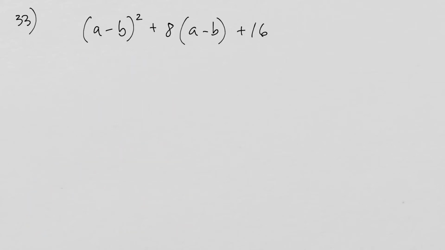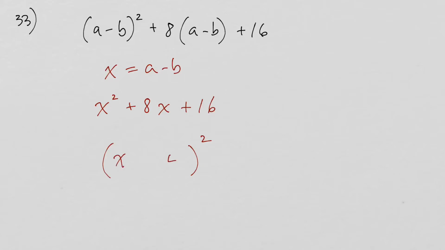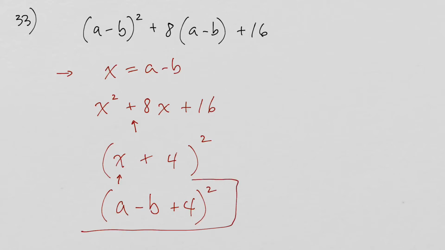Okay, again, substitute. Do something like x is equal to a minus b. And then you're going to have x squared plus 8x plus 16. And again, this looks like a perfect square. The square root of the first item goes there. The square root of the second item goes there. That sign goes in between. Double check the middle term, see that it works, and it does. So now you've got to resubstitute a minus b for x. So this is going to be a minus b plus 4 quantity squared. And now you're done.